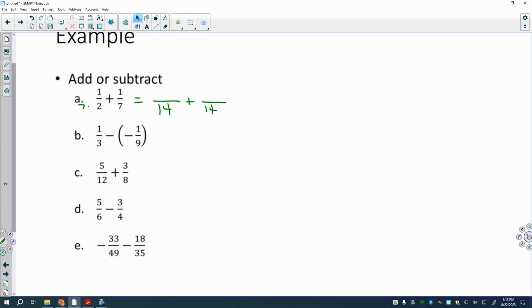I multiplied the bottom by 7. I multiplied the top by 7. 7 times 1 is 7. On the second one, to get 14, I multiplied by 2. I multiply the top by 2. 1 times 2 is 2. Now, with common denominators, I can go ahead and add. 7 plus 2 is 9 over 14, and that is in lowest terms.